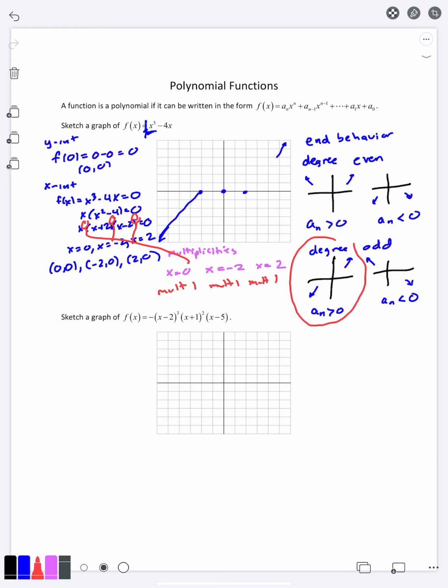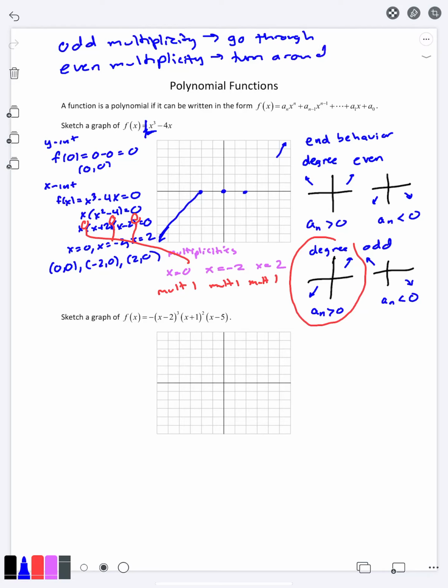Now, in the next example, we're going to see one with different multiplicities, so you can see how that will vary there. But for right now, they're all multiplicity 1. And anytime you have an odd multiplicity, you go through. Whereas if you have an even multiplicity, turn around. So the idea is you're drawing your graph here, going along, and then you get to your x-intercept. If it's an odd multiplicity, you go through. If it had been an even multiplicity, I would have turned around and not gone through.